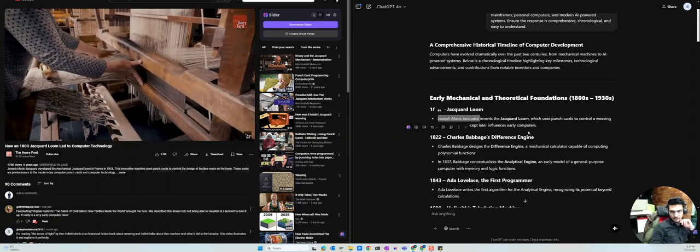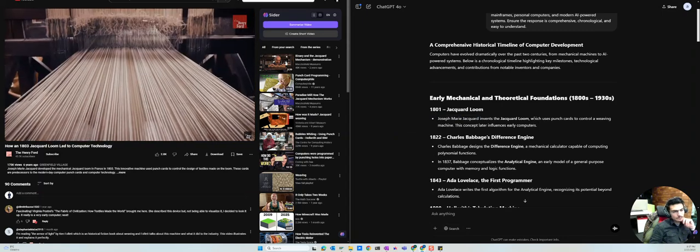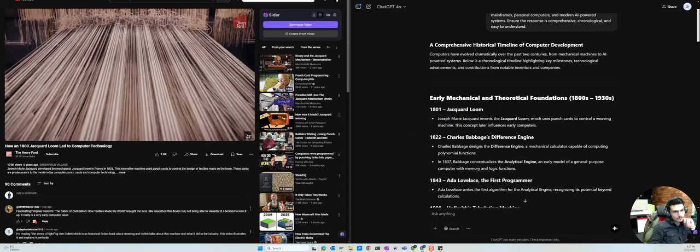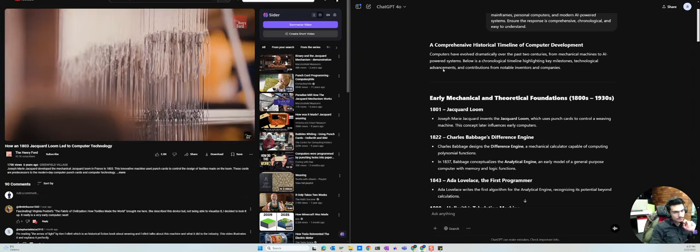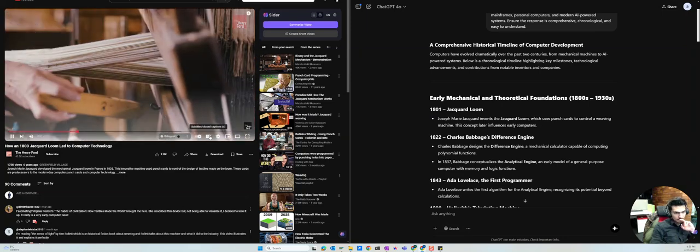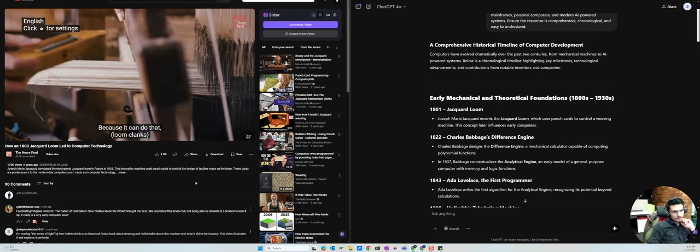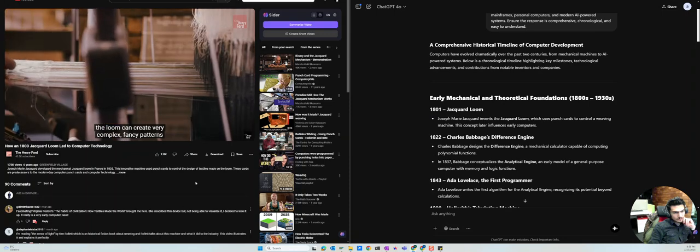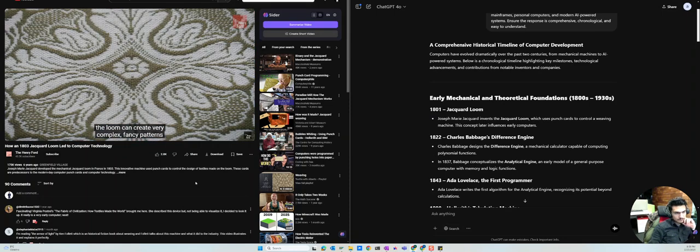The key thing about this loom is that it controls every warp thread, the threads that go from the front to the back of the loom, individually. Because it can do that, the loom can create very complex, fancy patterns in the cloth.